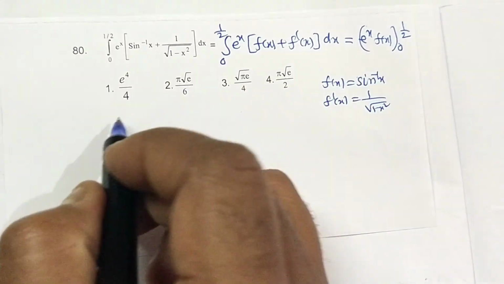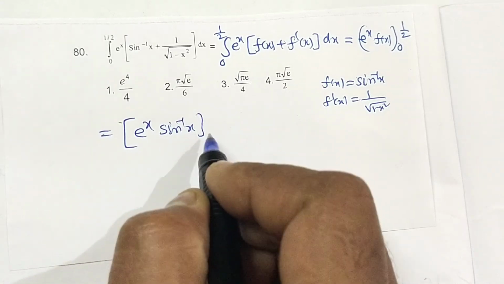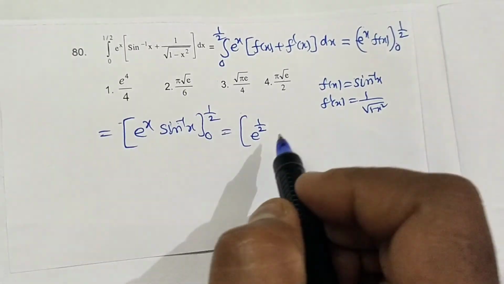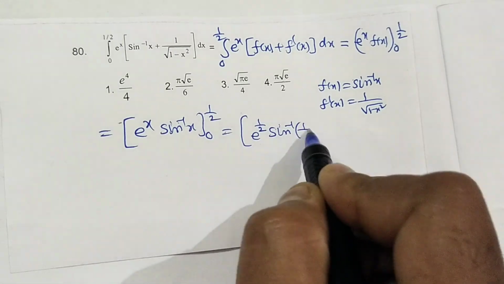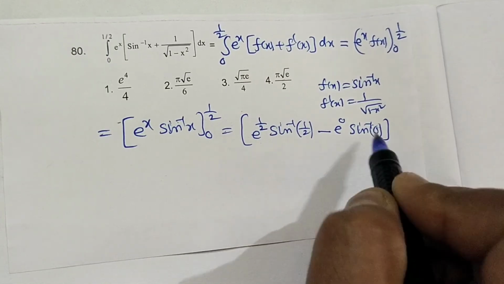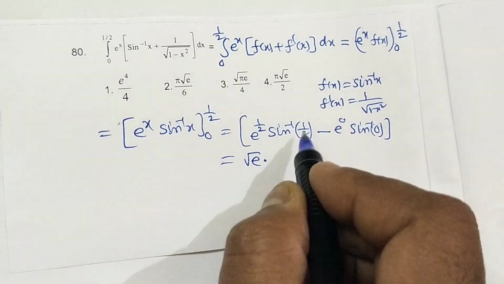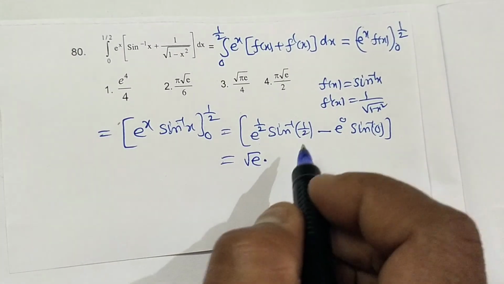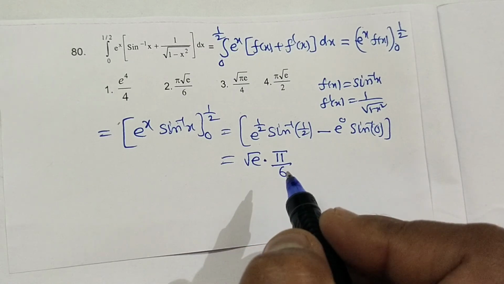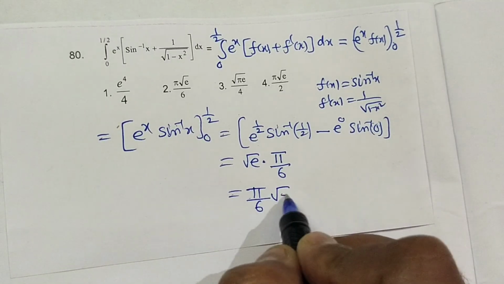So e power x into sin inverse x, 0 to 1 by 2. So first the upper limit you can substitute: e power 1 by 2 sin inverse of 1 by 2 minus e power 0 sin inverse of 0. e power 1 by 2, so root e, sin inverse of 1 by 2. sin 30 degrees is 1 by 2. So 30 means pi by 6. Therefore, the answer is pi by 6 into root e.